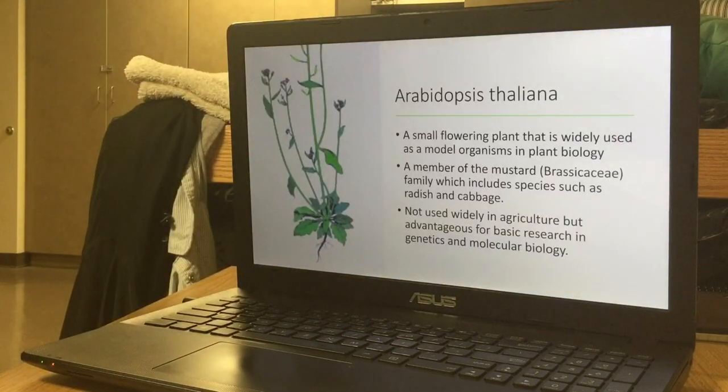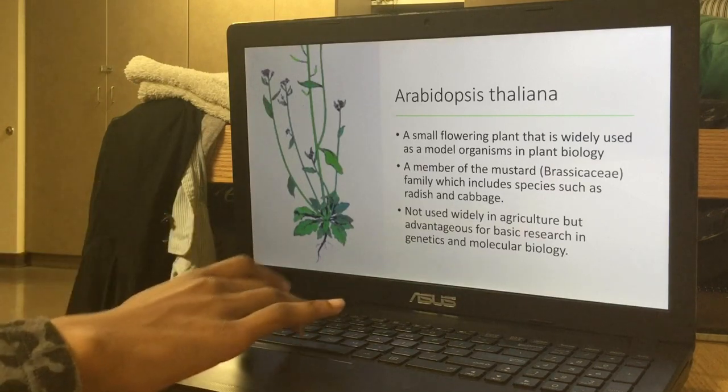So what is Arabidopsis thaliana? It is a small flowering plant that is widely used as a model organism for biological use. It is a member of the mustard family, which includes species such as radishes and cabbage, which are cultivated species. It's not widely used in agriculture. However, it is very advantageous towards basic research regarding genetics and molecular biology.